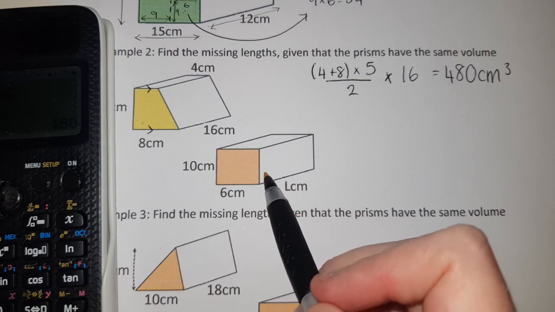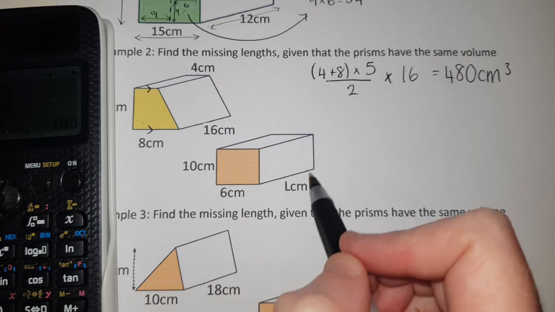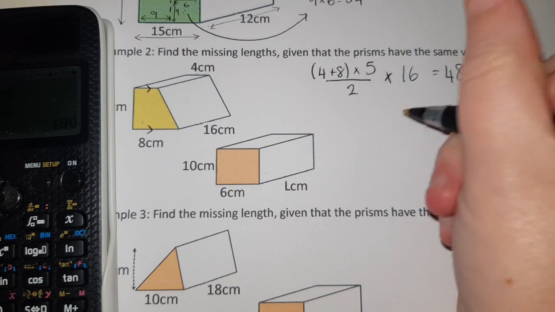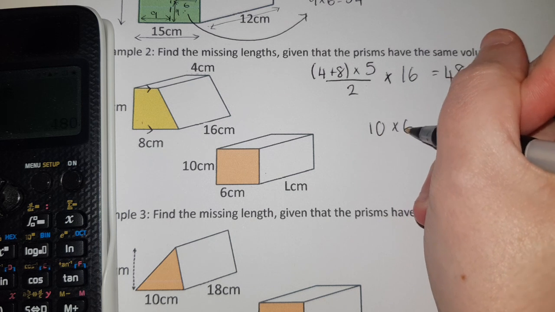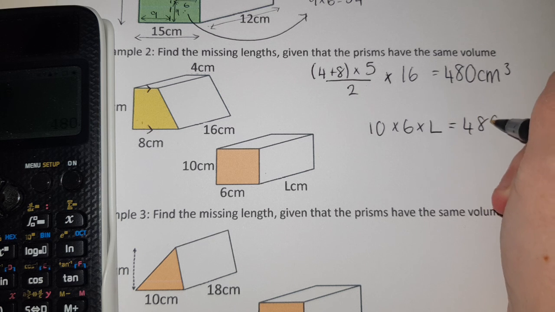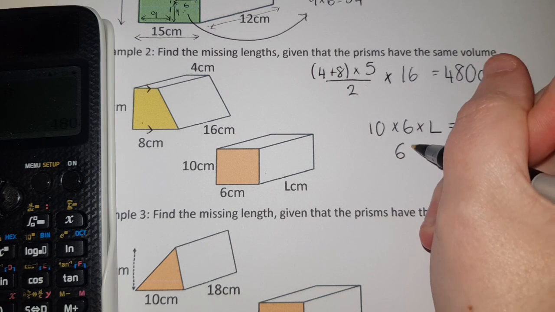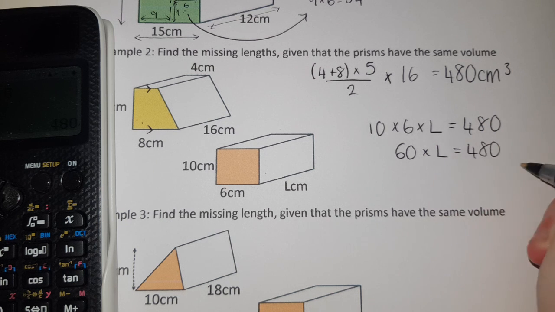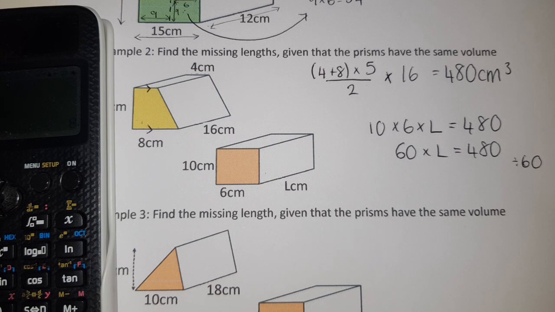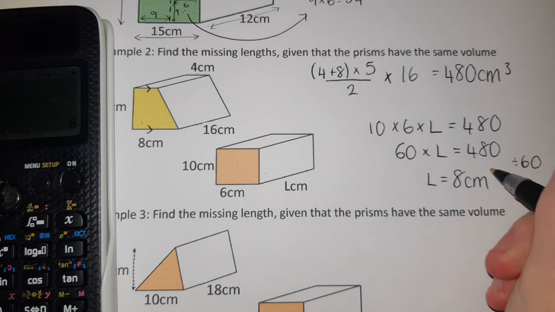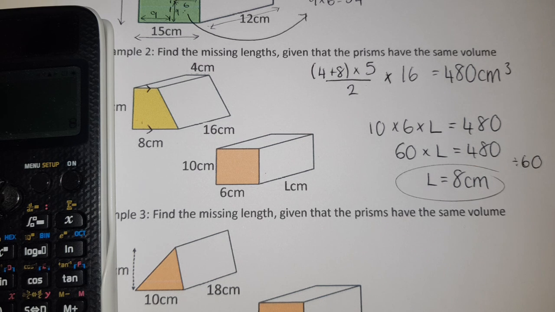Now if these prisms have the same volume, I'm now going to work out the volume of this one. So for a cuboid, I literally multiply the three sides together. So I know if I do 10 times 6 times L, I should get a volume of 480. So I've got 10 times 6 is 60. So 60 times something is 480. So all I need to do is divide by 60. So if I do 480 divided by 60, I'm going to get that L must be 8 centimetres. And that's it. You've found the missing length.